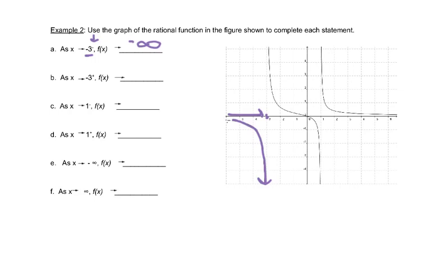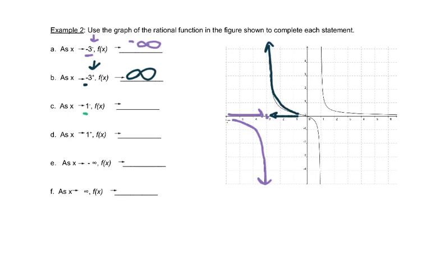So let's look at this now. This next one says we're approaching negative 3 from the right. So that means I want to trace my graph along that spot. And you can see it goes up. So the y value is going towards infinity.